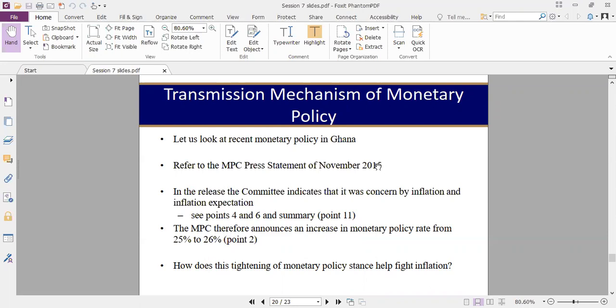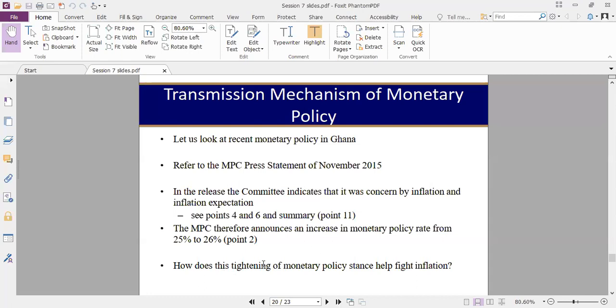Looking at this, in 2015 the issue was for them to reduce inflation. When there is inflation in the system, it means there is too much money in the system. So if we want to reduce inflation, then we have to increase the monetary policy rate. And already I explained that if the monetary policy rate is increased, it means we are decreasing money supply.